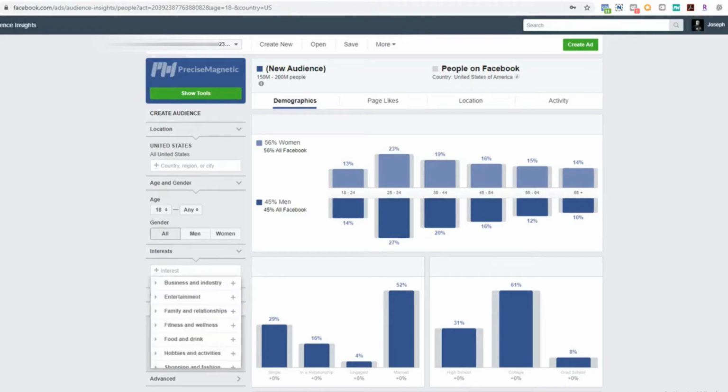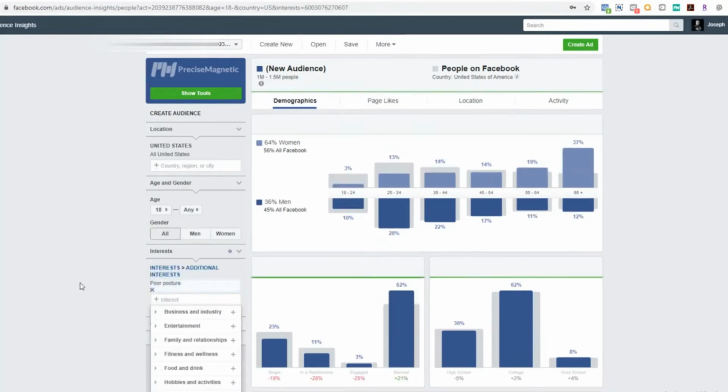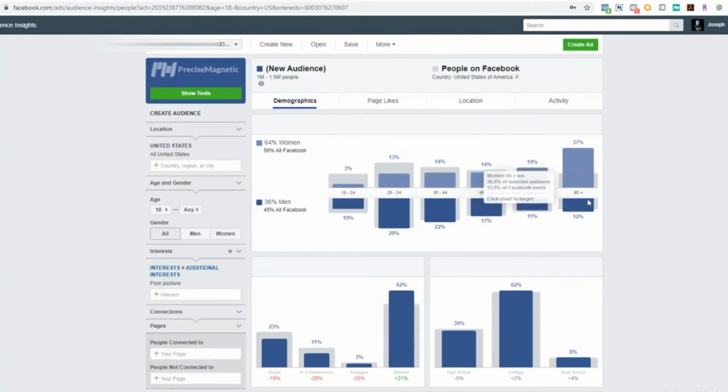Now, the last part, and it's the only part that we're going to make changes to, is the interests. Put in one seed word. For today, we're going to use poor posture. Once we have all of our information in, let's take a look at the results to the right.